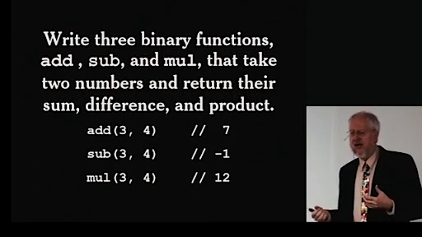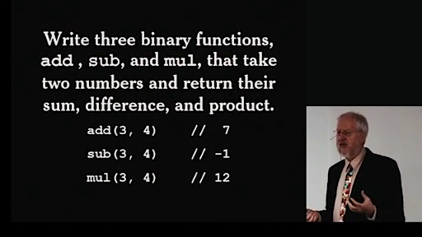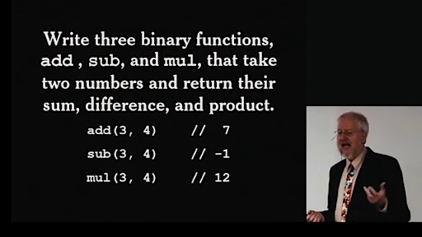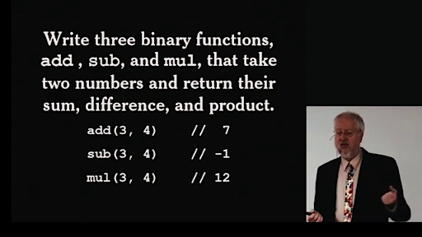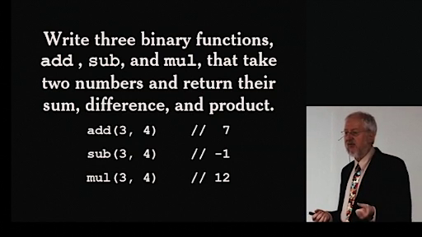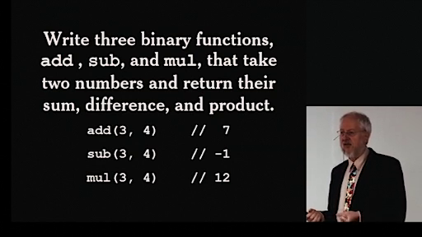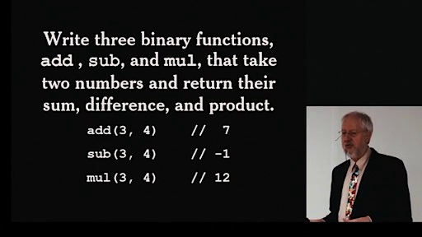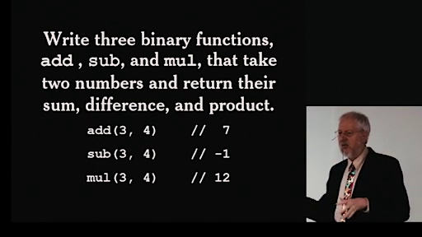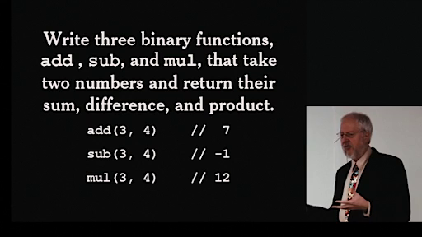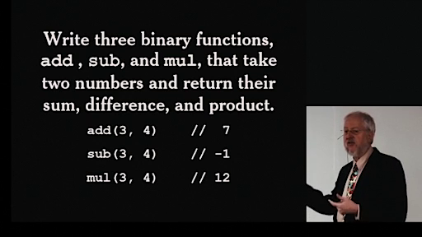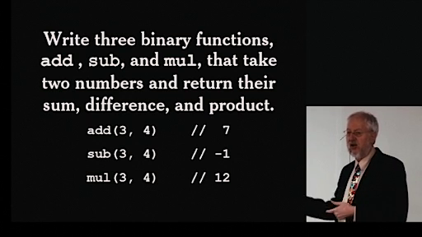So write 3 binary functions. A binary function is a function that takes 2 arguments: add, sub, and mul, that take 2 numbers and return their sum, difference, and product. Okay, this is as trivial as it sounds. There are no tricks. We're doing this so that you can practice, and also so that we'll have functions that we write later will be able to call.